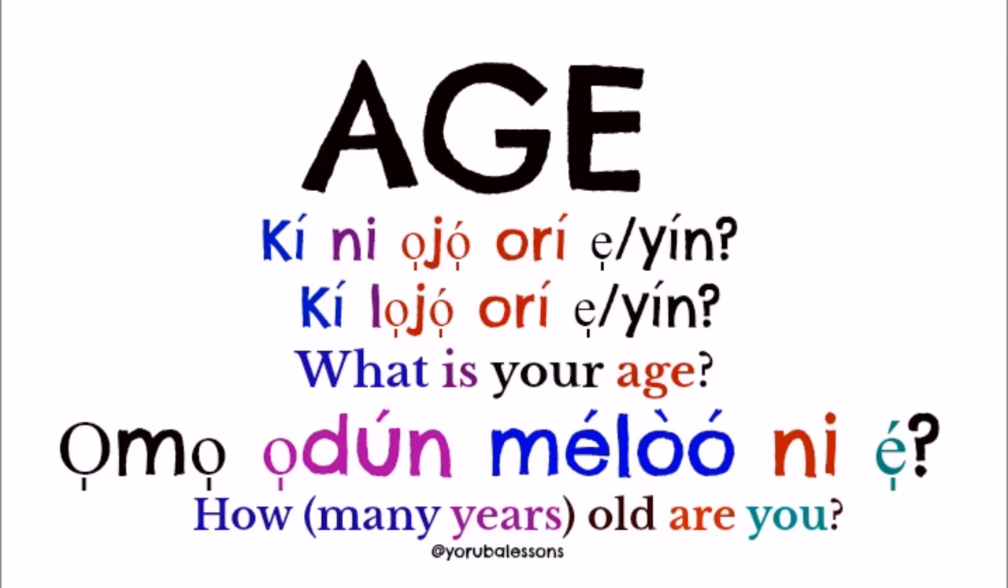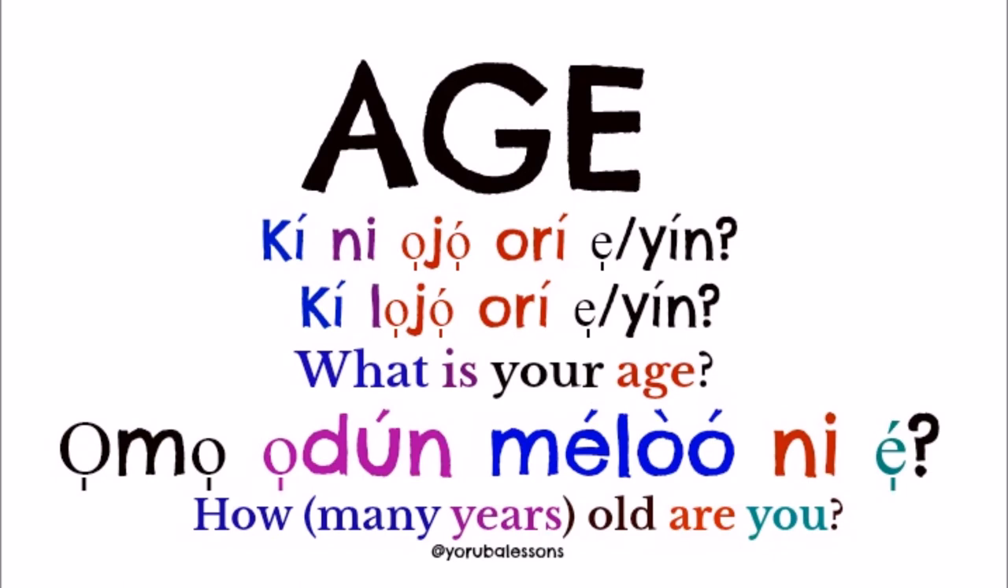What is your age? Or if you want to say what is their age, let's say you're asking someone for the ages of their children or someone else, it would be kini ojo ori won or kini ojo ori e. If the person whose age you're asking for happens to be younger than you and happens to be one person, it would be kini ojo ori e. Note that it's different from kini ojo ori e. So the diacritical marks would change. Kini ojo ori e is a lot different from kini ojo ori e. You're asking someone for another person's age. Kini ojo ori e is what is your age. Kini ojo ori e is what is their age, irrespective of their gender.